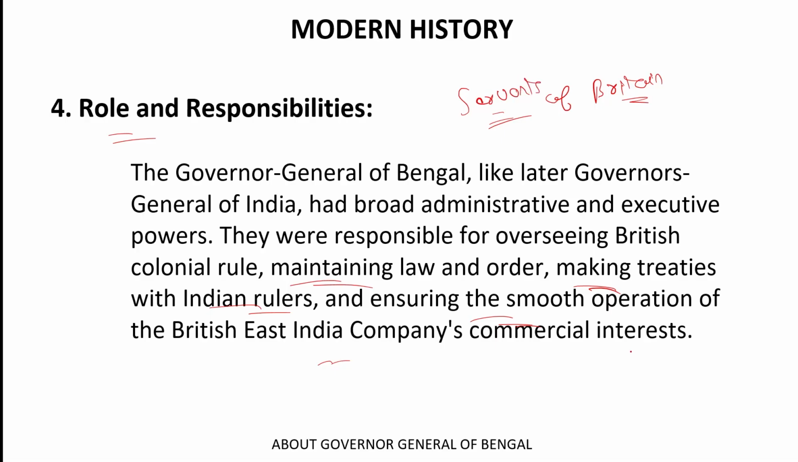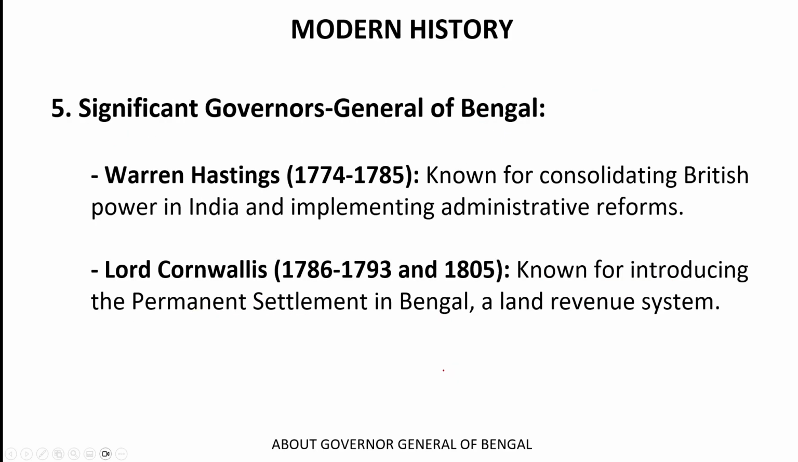They started with maintaining law and order. Obviously, the laws were made by them only. Thereafter, they made treaties with the Indian rulers to surrender themselves in front of the British, and thereafter the British will save them. We will have a discussion over it. Thereafter, ensuring the smooth operation of the British East India Company's commercial interest. Whatever commercial policy they had, the Governor Generals had the responsibility to ensure the smooth functioning of it. Got it? Now let's move forward.